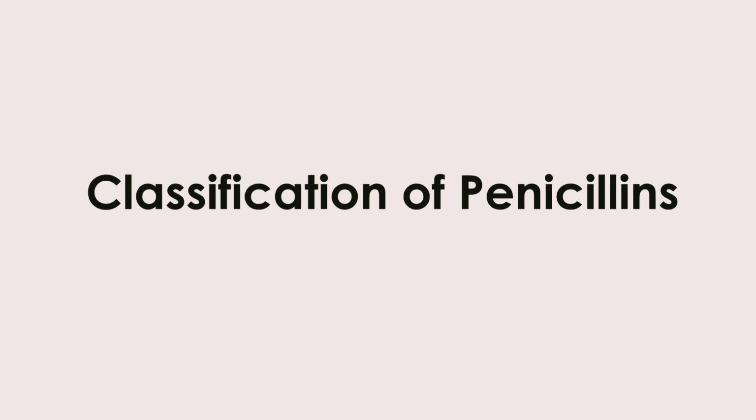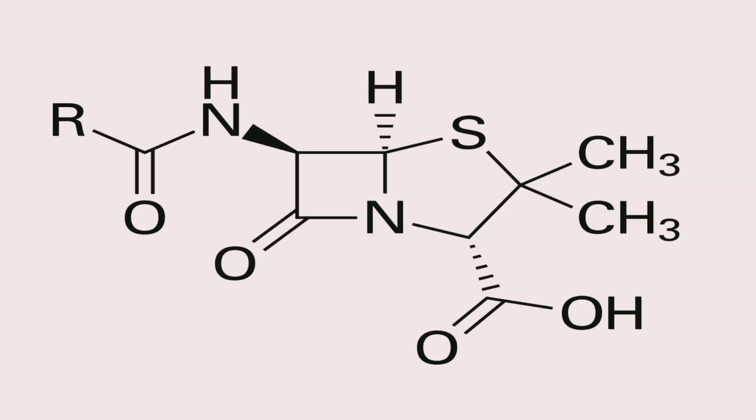And we discussed narrow spectrum penicillin antibiotics and very narrow spectrum penicillin antibiotics. Now we will discuss the structure of the penicillin antibiotics. It contains three parts: this part, the beta lactam ring, the R side chain, and the branched chain of the beta lactam ring.